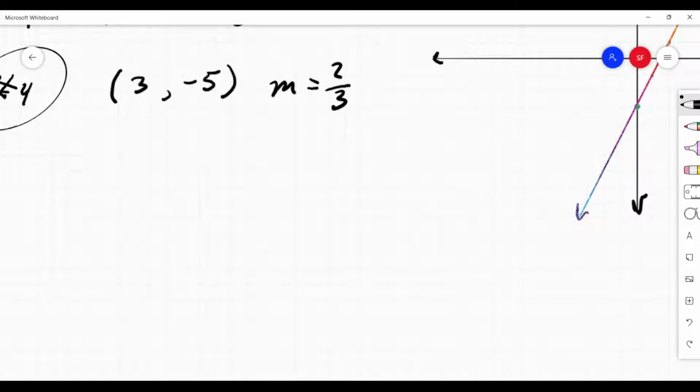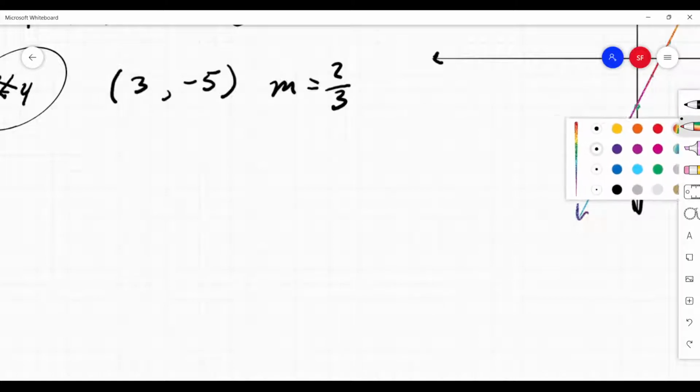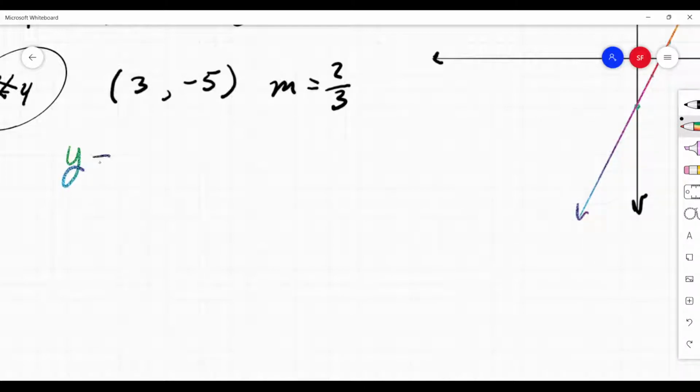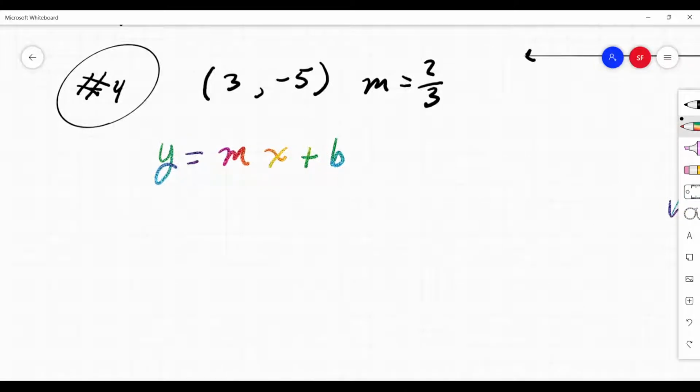I think you put it in slope intercept form. Okay, so what is slope intercept form? Let's start with that. y equals 2 over 3 plus x. No. What is slope intercept form? No numbers. y equals mx plus b. Thank you. Okay. I just didn't know what to do. Now what are we going to do?